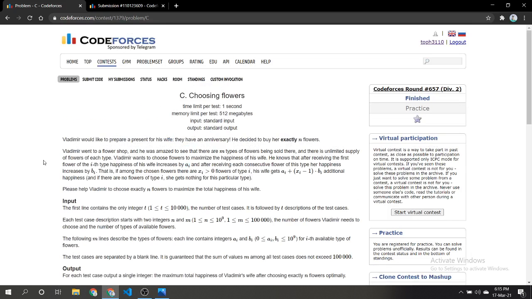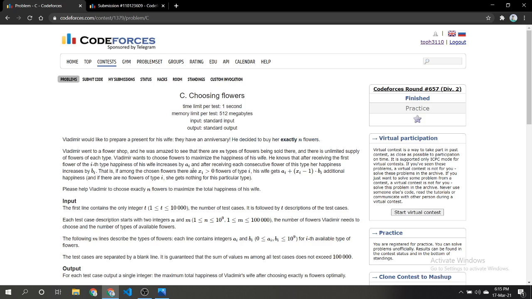Hey guys, here I am going to explain problem C of Codeforces Round 657 Division 2. Here we are given m types of flower, each having unlimited supply, and we have to buy exactly n flowers out of them such that our total score or happiness will be maximum.